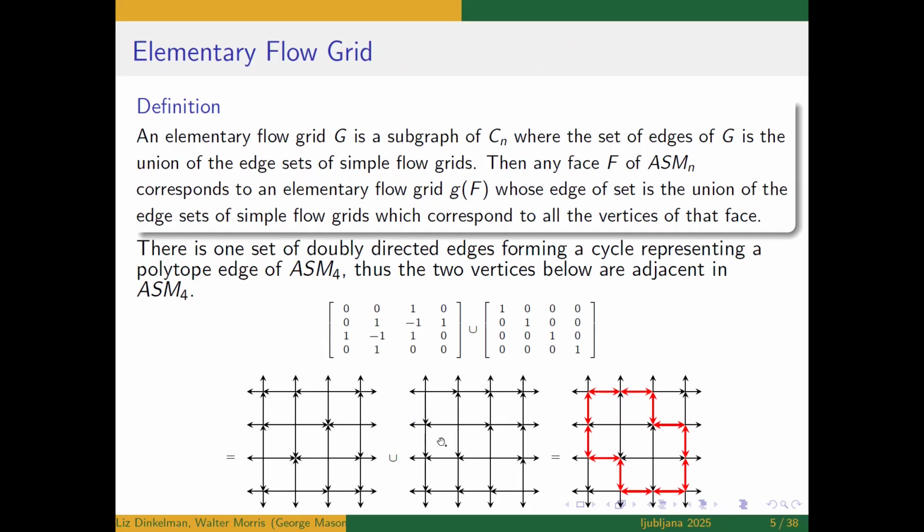Now, if we combine these 2 simple flow grids, we have an elementary flow grid, which you will see on the right. We have an arrow here pointing left, an arrow here pointing right, which produces a doubly directed edge. I want you to remember this example because I dare not push the back button. And I want you to remember that these 2 matrices here form this cycle, okay?